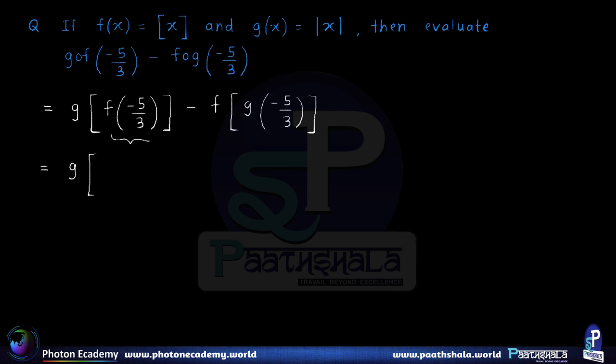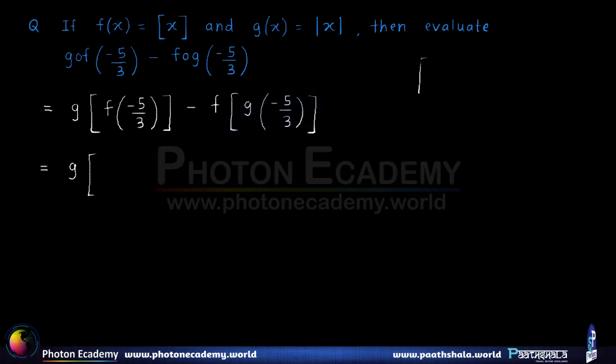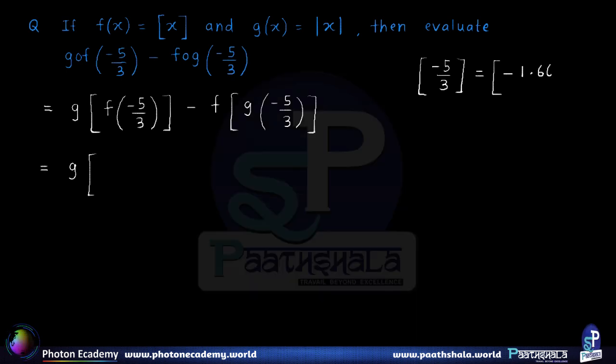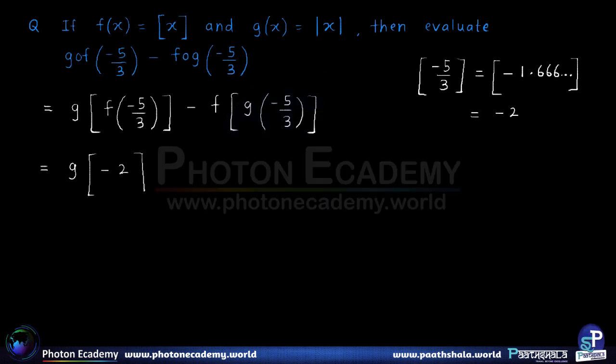Now let's see what this is, that is f of minus 5 by 3. We know that f is the greatest integer function. So we have to find the greatest integer less than or equal to minus 5 by 3. Now if you see, if we divide 5 by 3 we will get 1.666 and so on recurring, alright. So therefore obviously the greatest integer which is less than or equal to this particular number is nothing but minus 2, isn't it? So therefore the answer of this f of minus 5 by 3 is minus 2.